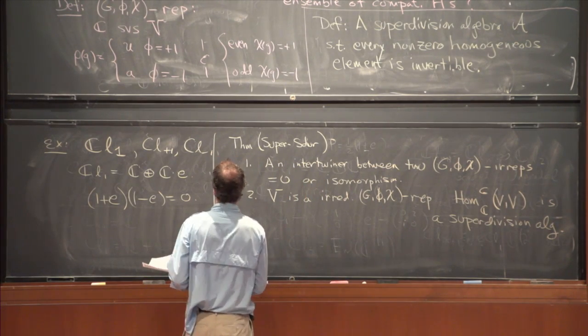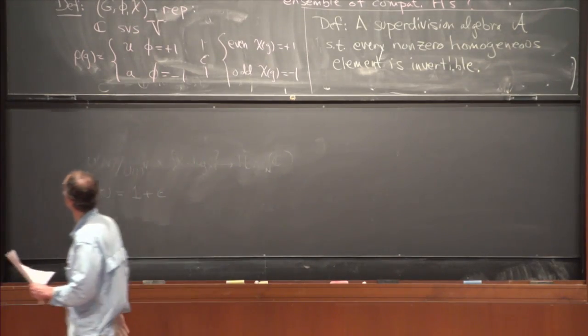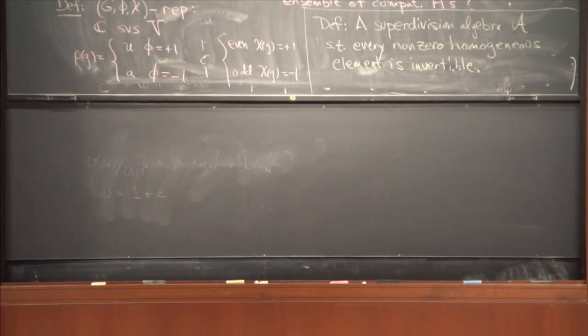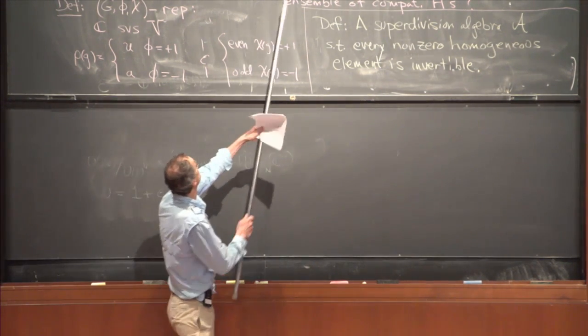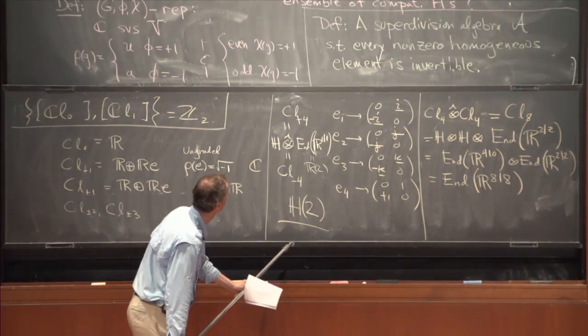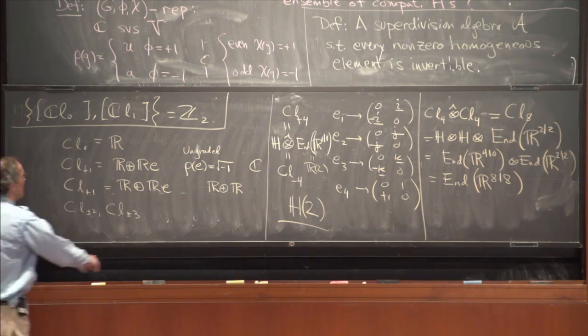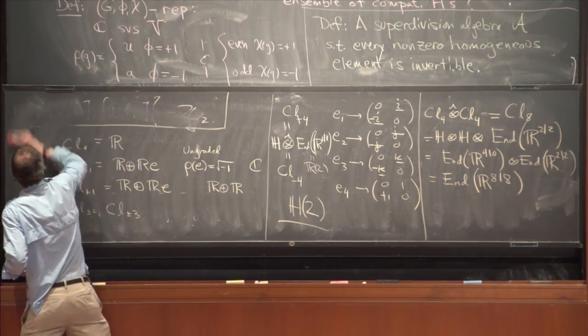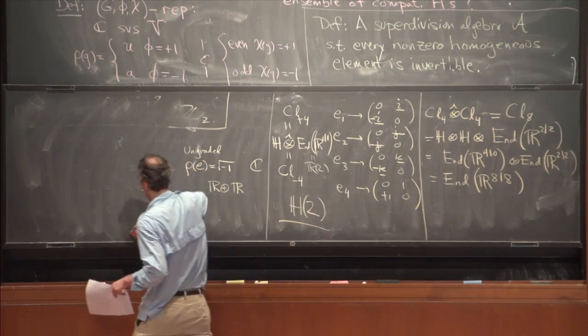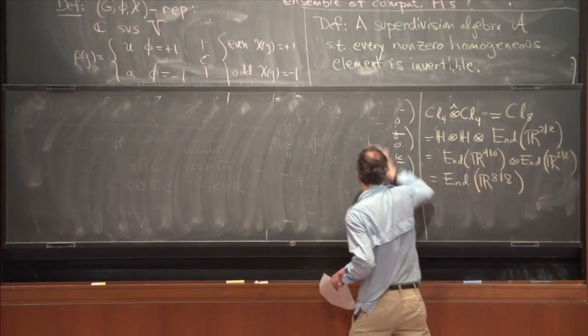Okay, so now we do exactly what we did before in Dyson's threefold way. Pardon? Yeah, that's where I'm going. It's an excellent question. The question was, is there an analog of Frobenius' theorem? And the answer is yes, and I will write it in just a moment.